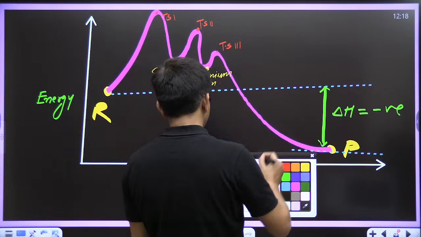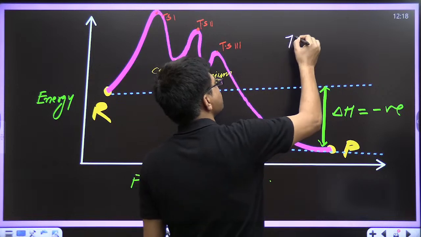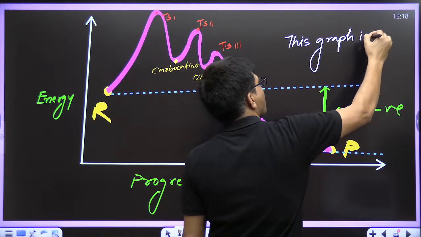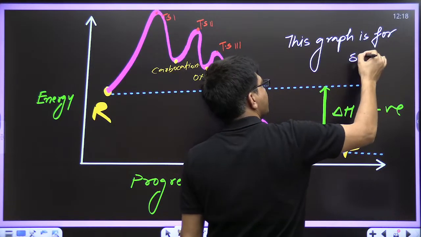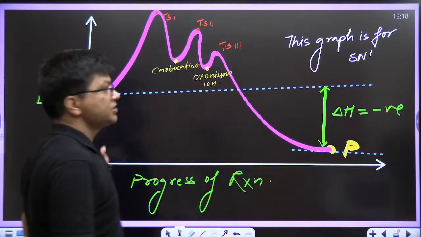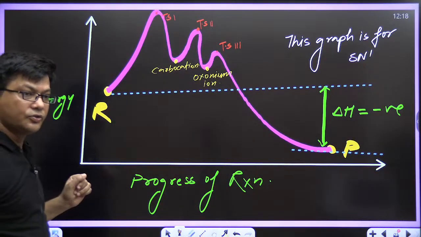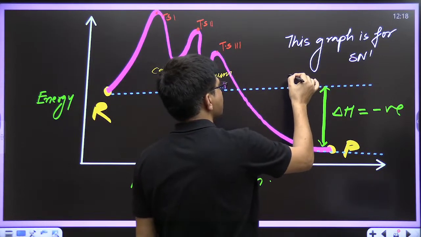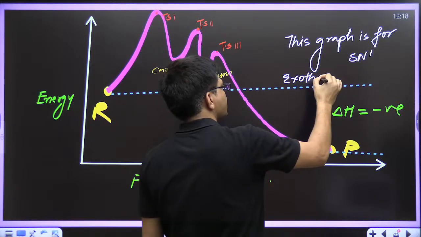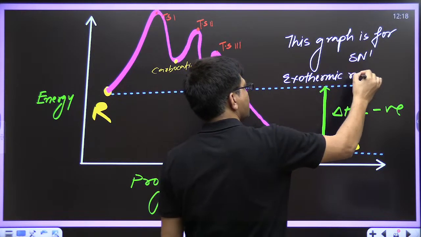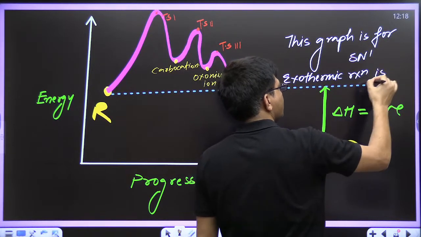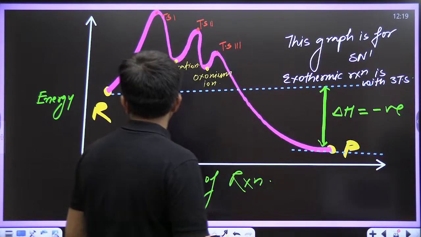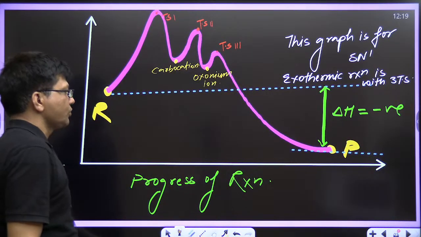Definitely, you have to give the answer that this graph is for an SN1 reaction. How many transition states are there in this reaction? So definitely 3 transition states are there. This is an exothermic reaction with 3 transition states. So this thing is very much clear to all of you kids.